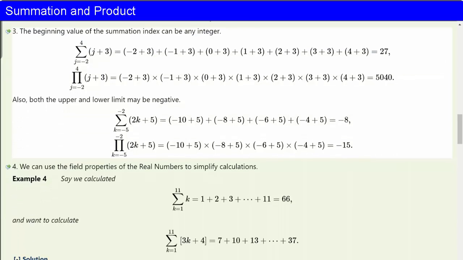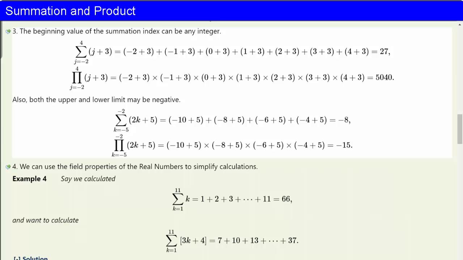A third point. There is nothing sacred about the beginning value of the summation index. In our examples, we generally began at the value 1 for simplicity, but we can begin at any integer, increasing the value by 1 for each additional term, until we arrive at the upper limit of the sum or product. For example, the sum from j equals minus 2 to 4 of j plus 3. Well, you just write it out and you get 27. The product from j equals minus 2 to 4 of j plus 3. Again, you just write it out, minus 2 plus 3, minus 1 plus 3, 0 plus 3, and take the product of all these numbers, and you get 5040.